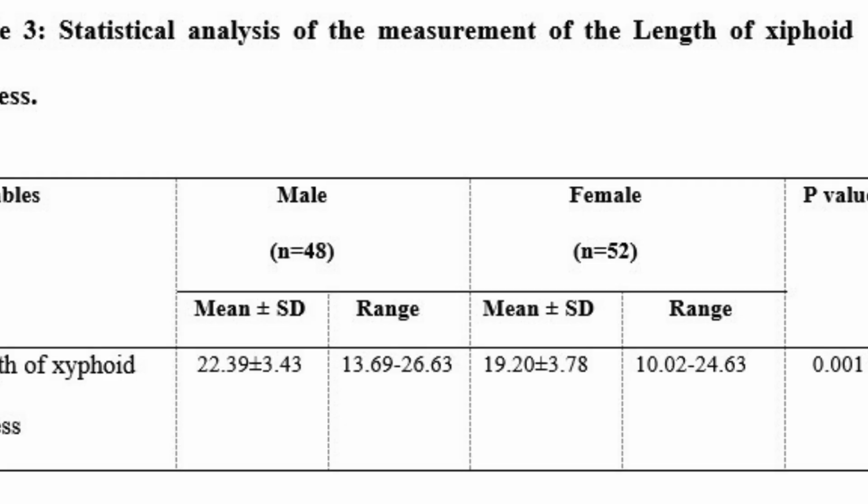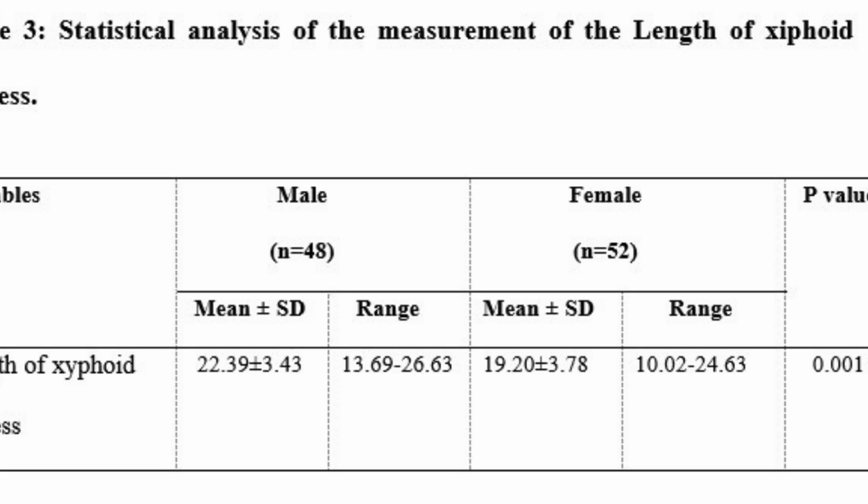Thus, the body of the sternum exhibits clear sexual dimorphism, with all parameters significantly greater in males. Xiphoid process, Table 3, Fig. 3. The mean length of the xiphoid process was 22.39 ± 3.43 mm in males and 19.20 ± 3.78 mm in females, with the difference being statistically significant, P = 0.001. This confirms that the xiphoid process is generally longer in males.